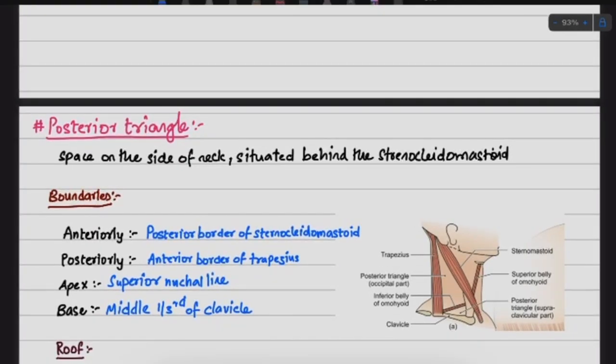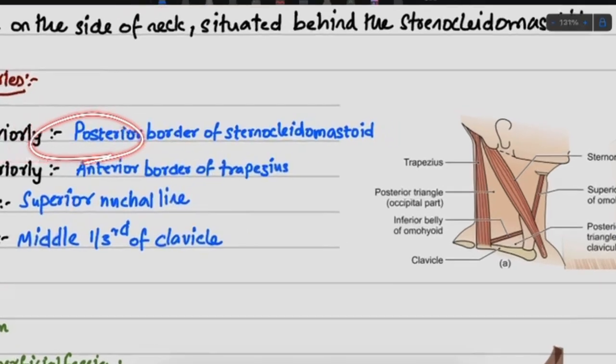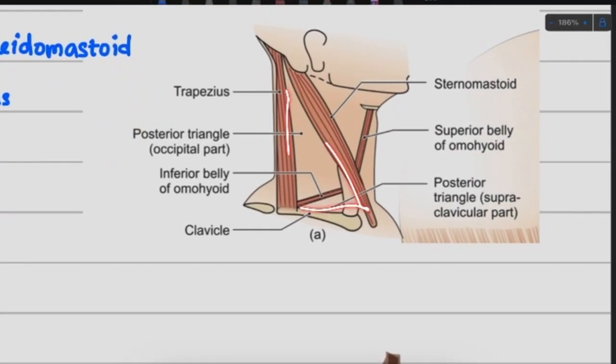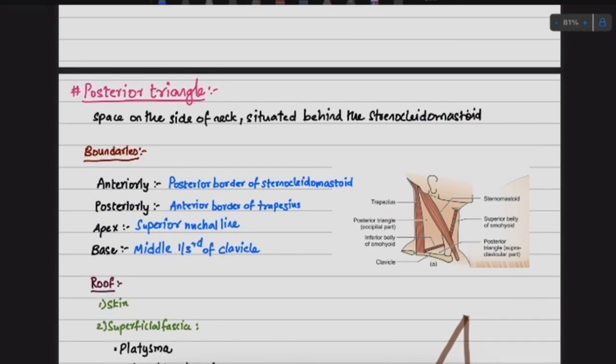So what is the posterior triangle? It is the space on the side of the neck situated behind the sternocleidomastoid muscle. Now what are the boundaries? We have discussed. See, this is the posterior triangle. Anteriorly we have the sternocleidomastoid. Posteriorly we have the trapezius. Inferiorly, or the base, we have the clavicle, and the apex is the meeting point of these two muscles.